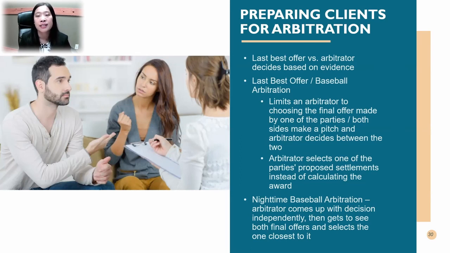So it really limits, it's quicker. There's less submissions required, less time spent on paying the arbitrator to write a decision, and the arbitrator just goes, I think option A is more reasonable, and that's what goes. You can also do a different kind. So that was called last best offer, or baseball arbitration.